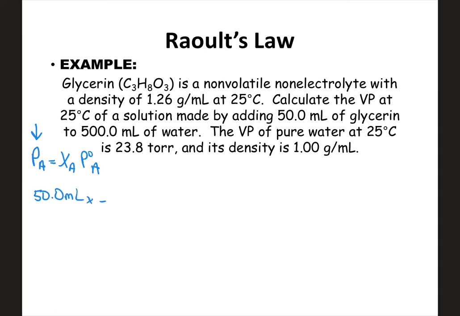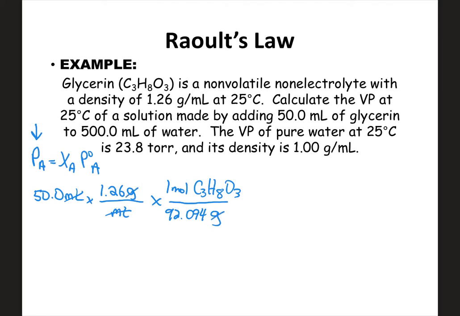The problem told me that there's 1.26 grams for every milliliter. So I know there's 1.26 grams here for every milliliter. That will get rid of the milliliters, and now I'm in grams, which I can get to moles for the glycerin. So I know for every 1 mole of this C3H8O3, when you do the molar mass of that, there's going to be 92.094 grams. Your grams cancel, and now you're in moles of your glycerin.